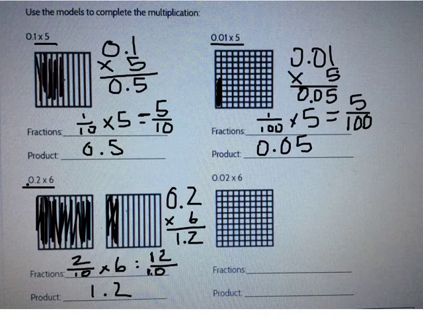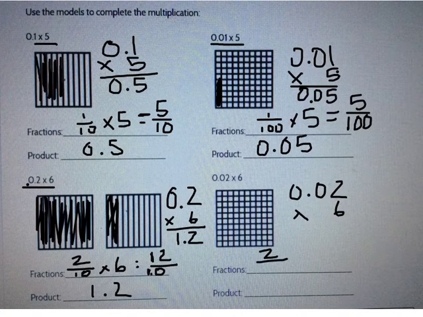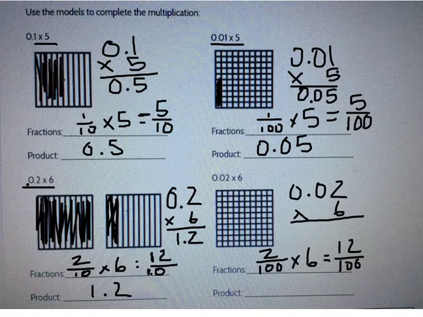Let's do another example. 2/100 times 6. How do I write 2/100 as a fraction? It's 2 over 100. When I multiply 2 over 100 times 6, what's the result? It's 12 over 100. Now let's show that with decimal multiplication.